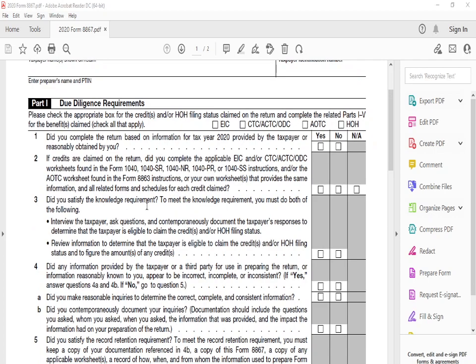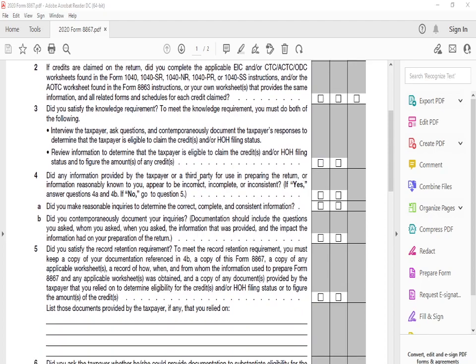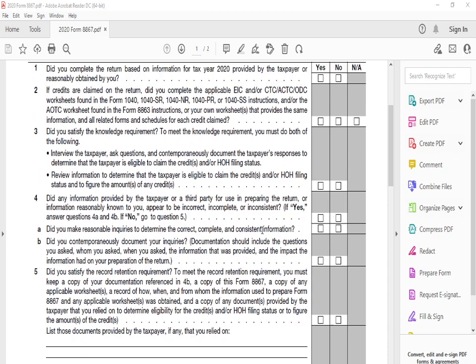Did you interview the taxpayer? Did he satisfy the knowledge requirements to meet the requirements? You must do both of the following: interview the taxpayer and review the information. Yes or no? Obviously, it should be yes. There's no reason to be no because you're the tax preparer. How are you not interviewing these people or asking these questions? If it's no, then obviously there should be an issue.